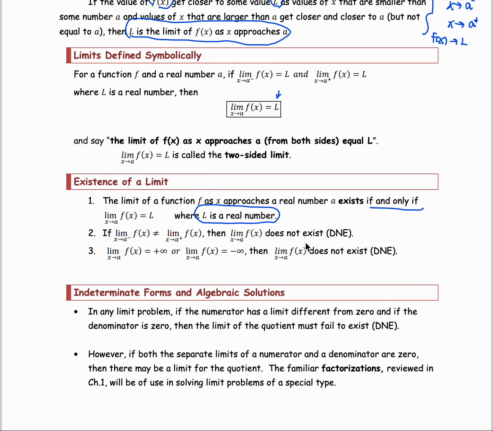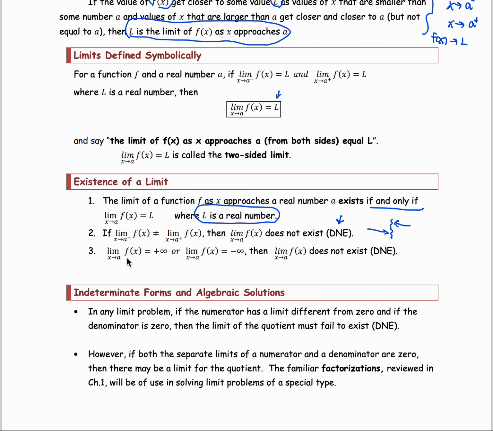When it comes to does not exist, we use the short form DNE. So the other way we say it: if the value coming from the left is not equal to the value coming from the right, if they are not the same, then we can say that the limit of the function f of x as x approaches a does not exist, or the two-sided limit doesn't exist.